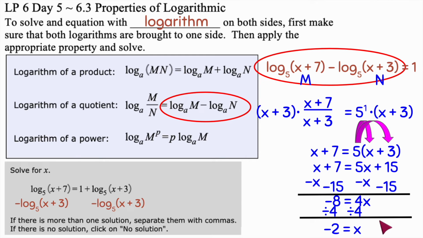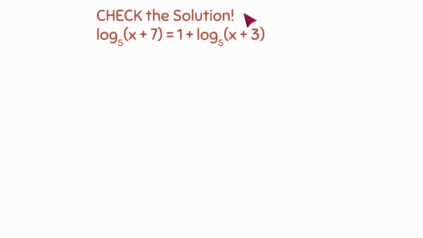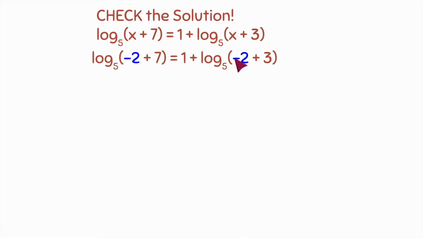One thing you do need to make sure that you check is that this will actually work within the equation, because now we do have some limits based on domain. So if we go to the screen, I'm just going to say, check your solution. I'm going back to the original equation here, and I'm going to plug in negative 2 for x and make sure that it does in fact work. So I'm going to simplify. Negative 2 plus 7 is 5. Negative 2 plus 3 is 1.